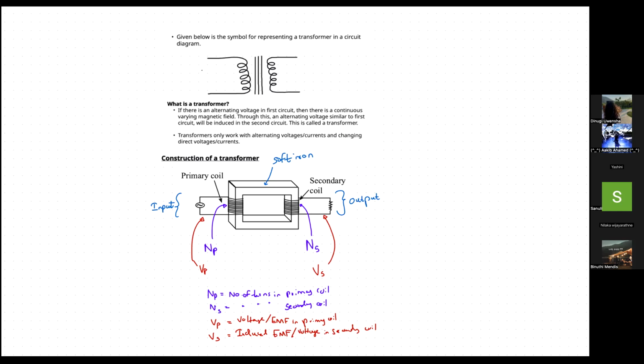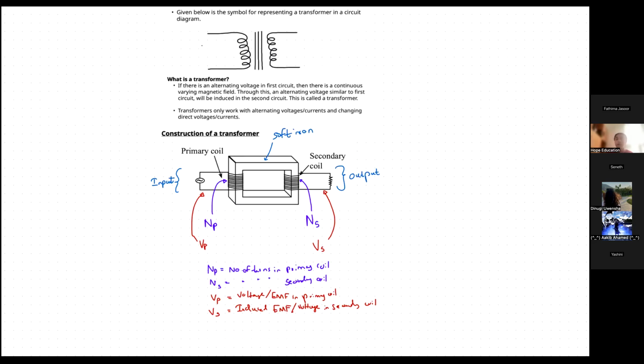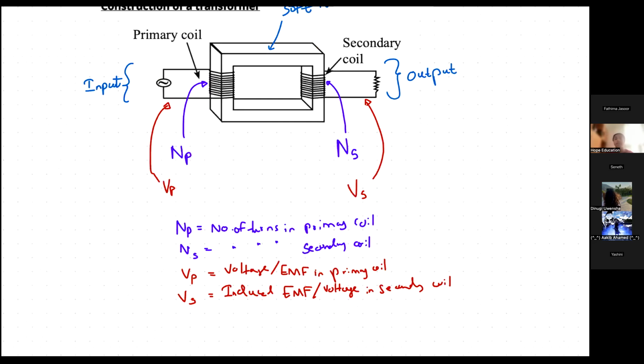Okay. Anyways, so this is the transformer, right? The primary coil is the input, then the secondary coil is the output. The number of turns at the input we call NP, the number of turns at the output we call NS. The voltage at the input we call VP or the EMF, and the induced EMF or voltage at the secondary coil output we call VS.